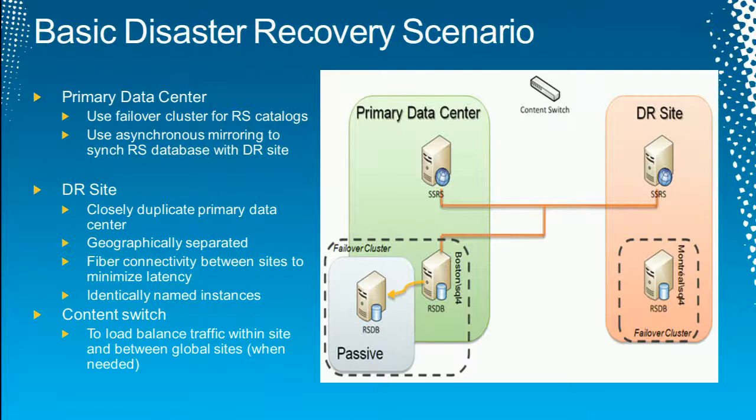We've got fiber connectivity between the sites to keep latency down. We've got identically named instances. It helps us in case we need to change connection strings. We can use aliases for that, and identically named instances helps set that up. We can also load balance between the sites if need be with that content switch. We can route some users to the secondary site if the primary site gets overloaded on the front end. Again, that works because we have a high-speed fiber network between them.